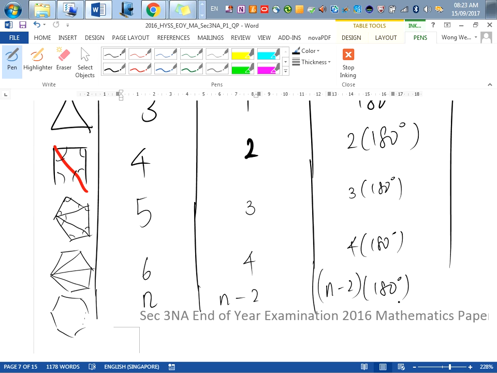Any questions so far? Why minus 2? Because based on this pattern, it is always minus 2. 5-sided figure will have 3 triangles. 4-sided figure will have 2 triangles. 3-sided figure will have 1 triangle.